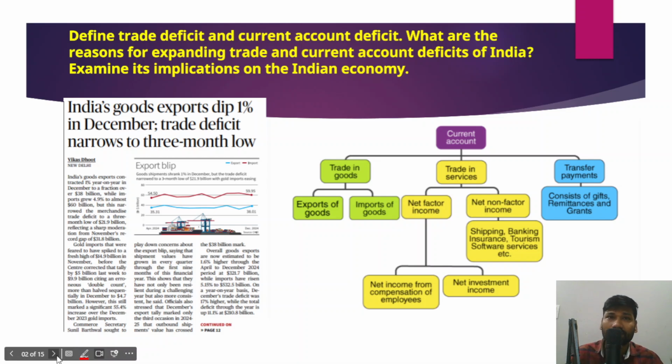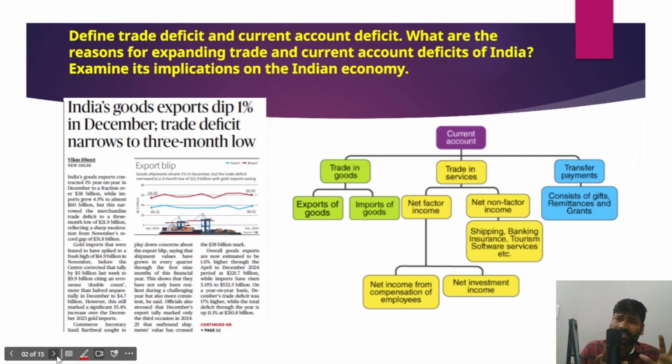Now firstly, you need to define the trade deficit as well as the current account deficit as it is asked in the question. In the second part of the question, you need to write some reasons for expanding trade and current account deficit in India. And in the third part of the answer, you need to examine the implications of this trade deficit and current account deficit on India's economy. So you need to examine, right?